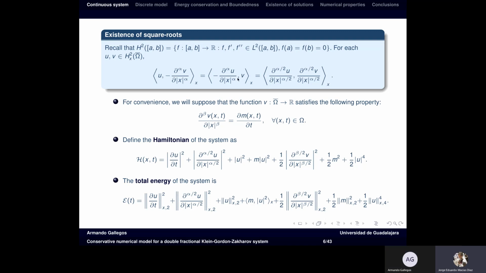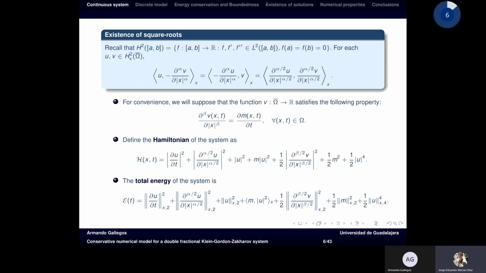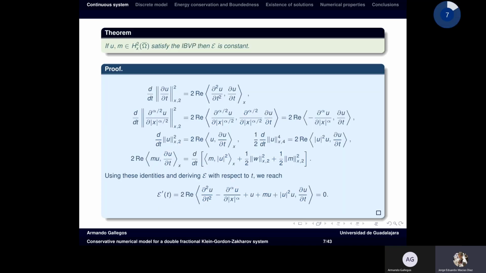There's an interesting property about Riesz fractional derivatives, that Riesz fractional derivatives are negative operators which are self-adjoint, and thus they have a square root. So this is basically the property I'm mentioning right now, which can be understood as a fractional extension of integration by parts. The system that I presented in the previous page has a Hamiltonian associated and a total energy.